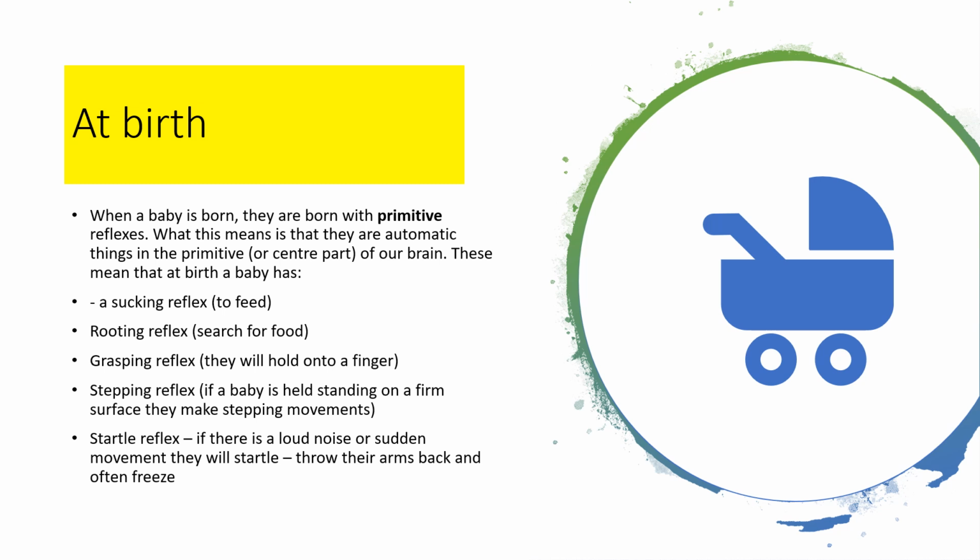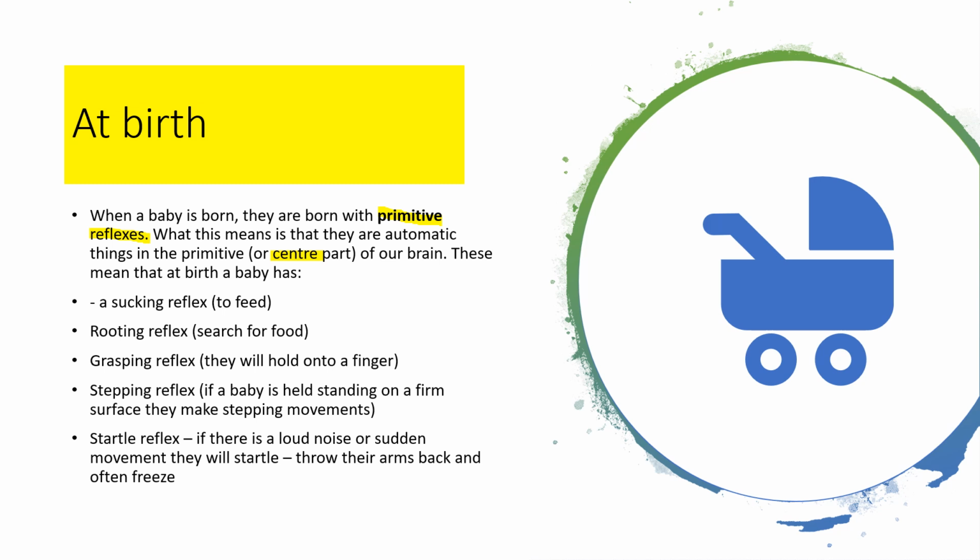Okay, so at birth, when a baby is born, they are born with what's called primitive reflexes. Primitive reflexes means things that are automatic. The primitive part of our brain is our center part of the brain, the bit right in the middle. And primitive reflexes are the things that our body does that we don't consciously control.